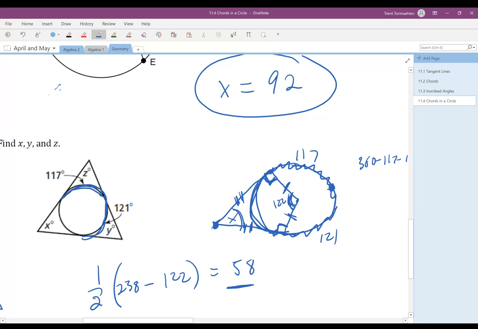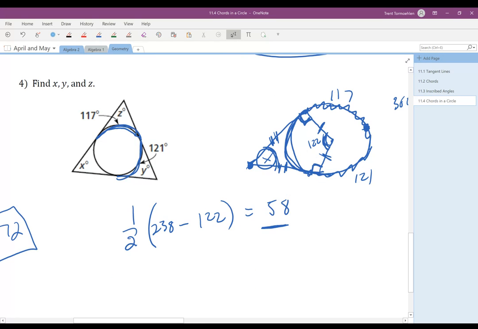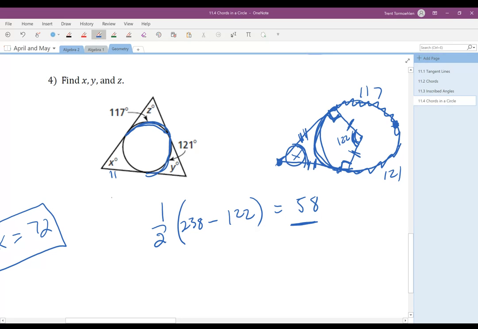So if this is 122, because that was the arc, that means that x has to be 180 minus 122. So that means x is 58, z is going to be 63, and y is going to be 59, because we can just do 180 minus 117 and 180 minus 121 to find out those other two angles.